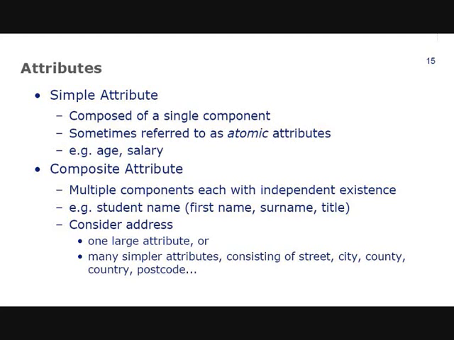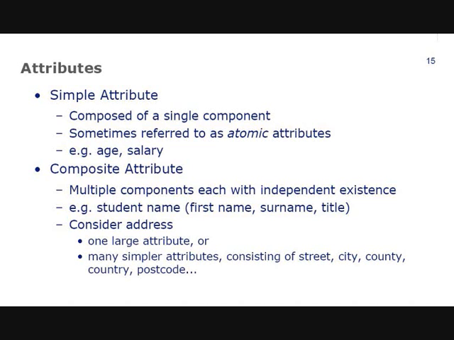Again, if I talk about the address, I could just say the address, and I see it as a simple attribute, or it in fact is made out of components, so it's a composite attribute, because I have the number of the house, or the name of the house, the street, the village, or wherever, the county, the postcode, and the country. So it is made of components, so that's what we call a composite attribute.